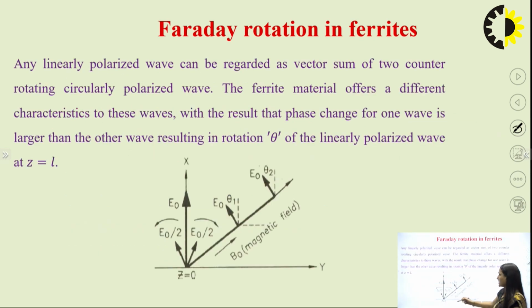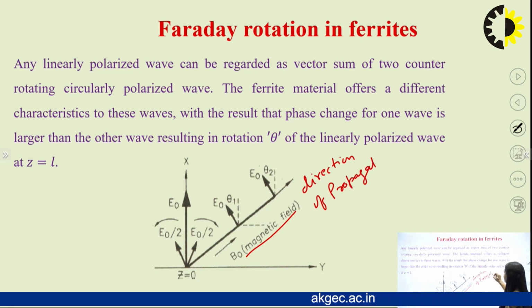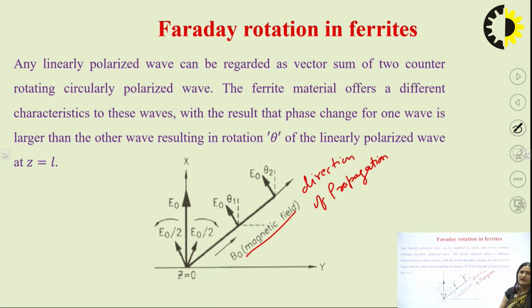See here, this is your device which is placed in the x and y directions, and one magnetic field is applied along the Z direction. This is your magnetic field and Z is the direction of propagation. So in the direction of propagation, one magnetic field is applied. Any linearly polarized waveform can be regarded as a vector sum of two counter-rotating circularly polarized waves. So the ferrite material offers different characteristics to these waves, with the result that the phase change for one wave is larger than for the other wave.